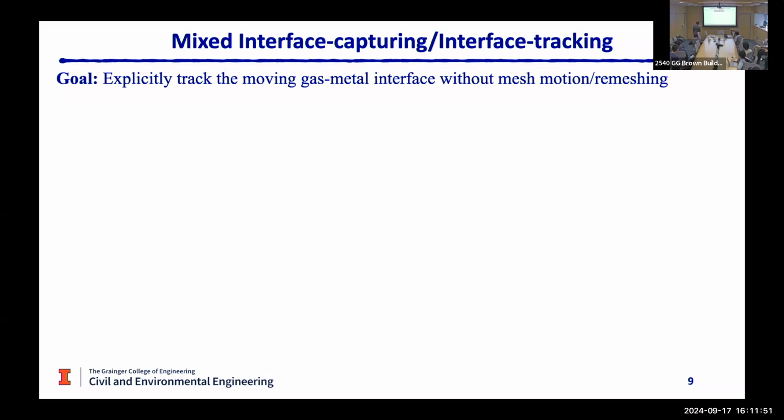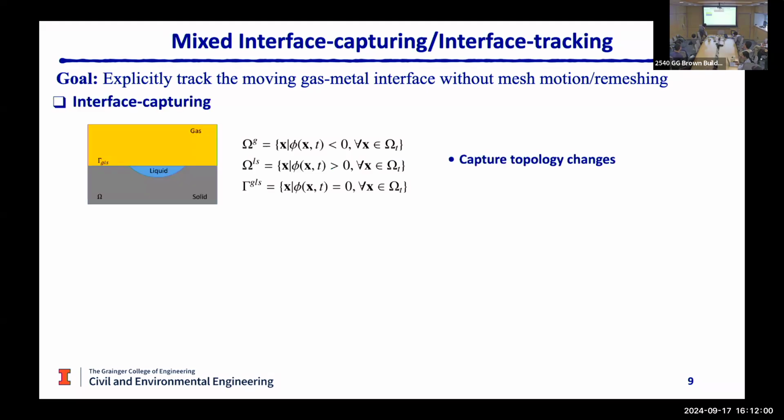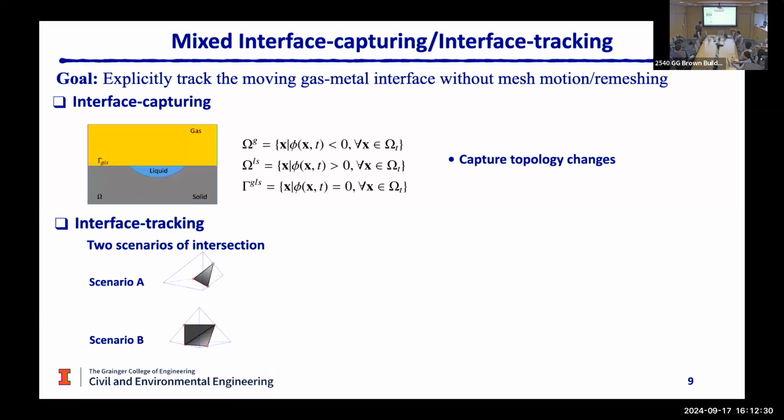So our goal is to explicitly track the moving gas-metal interface without doing any mesh motion and remeshing procedures. So this is how we achieve this. We first utilize the interface capturing approach. In this case, it is the level set method. The level set method essentially is a signed distance function, which will give you the distance from a material point to the gas-metal interface. But we only use level set to capture the topology changes of the interface, and then we go to interface tracking. So basically, what we do is we explicitly extract a triangulation from the zero level set representing the material interface.